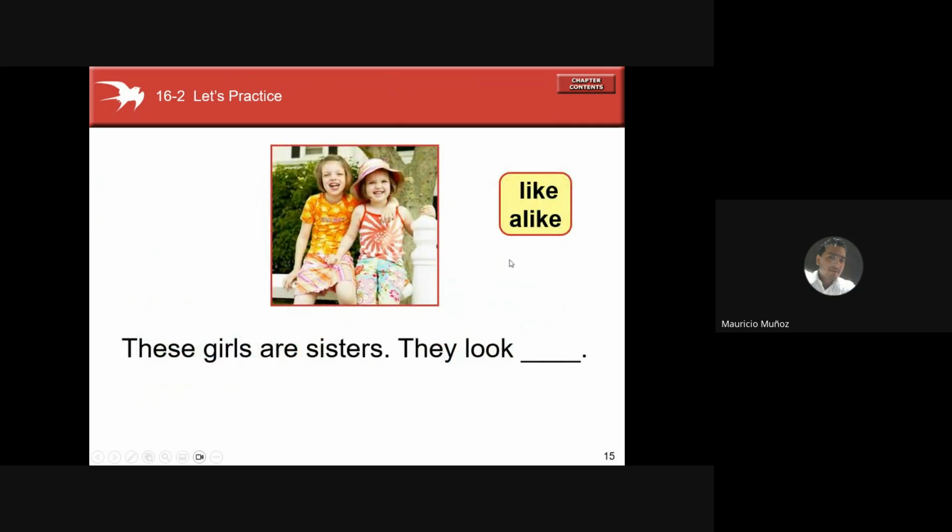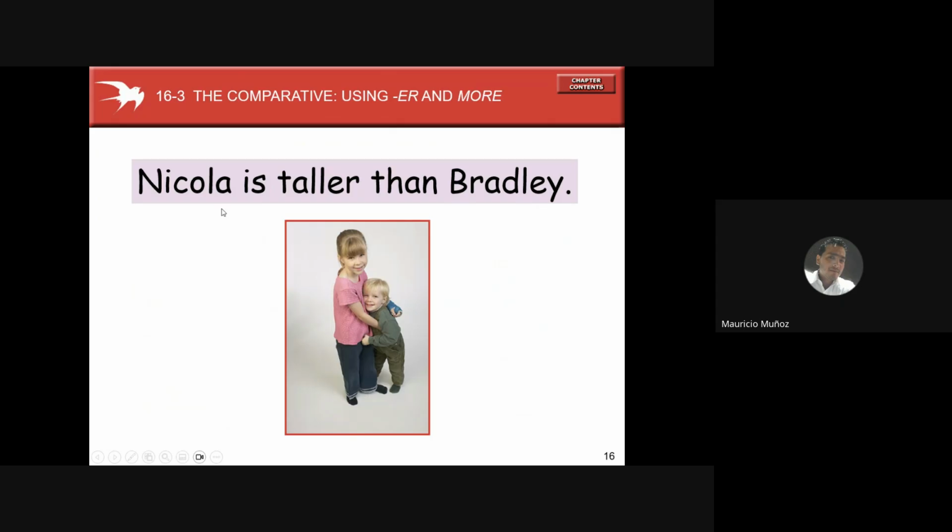Okay, so once again, we have the same picture, the young ladies who are laughing, and we have two different options, like and alike. These girls are sisters. They look. So what might be the correct option? Yes, alike. That's the correct option. Good job. Any questions by now? No? Okay, I'm going to stop.